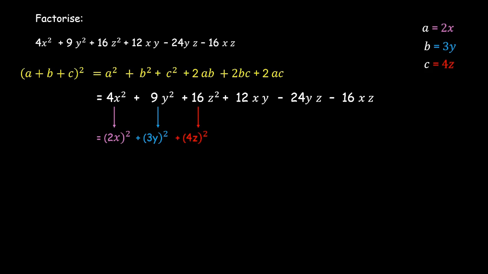Okay, let's move on. Now, plus 2ab. So this should be plus 2 into a, which is 2x, and b is 3y. Plus 2 into 2x into 3y. Let us check, is it 12xy? 2 into 2, 4. 4 into 3, 12. It is 12xy.